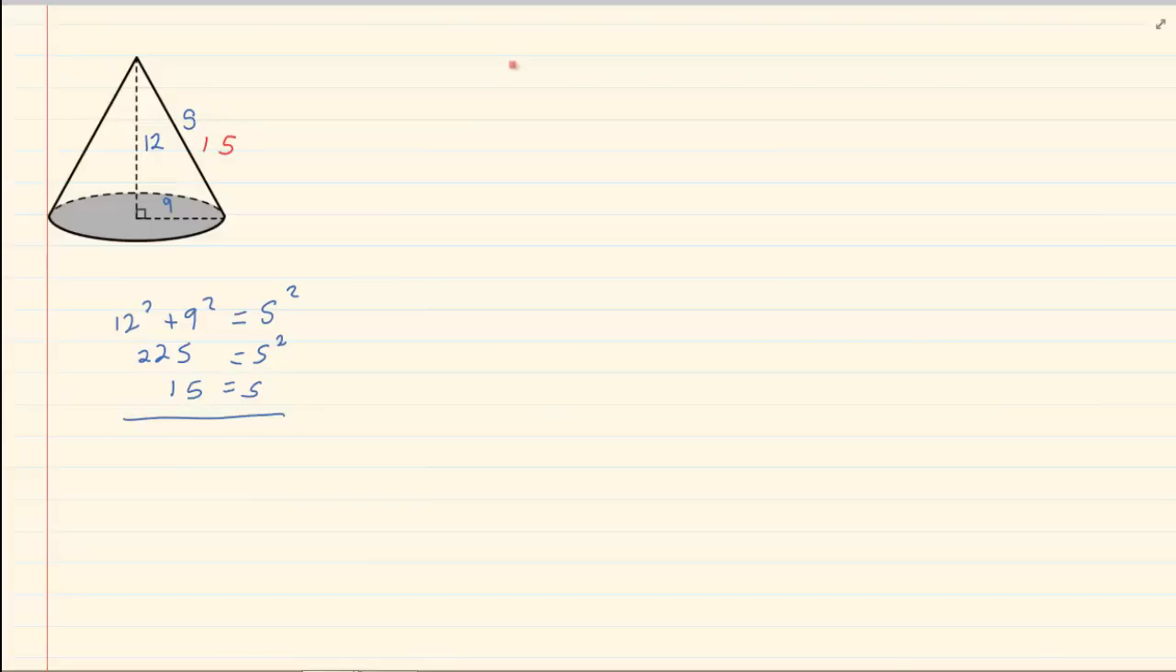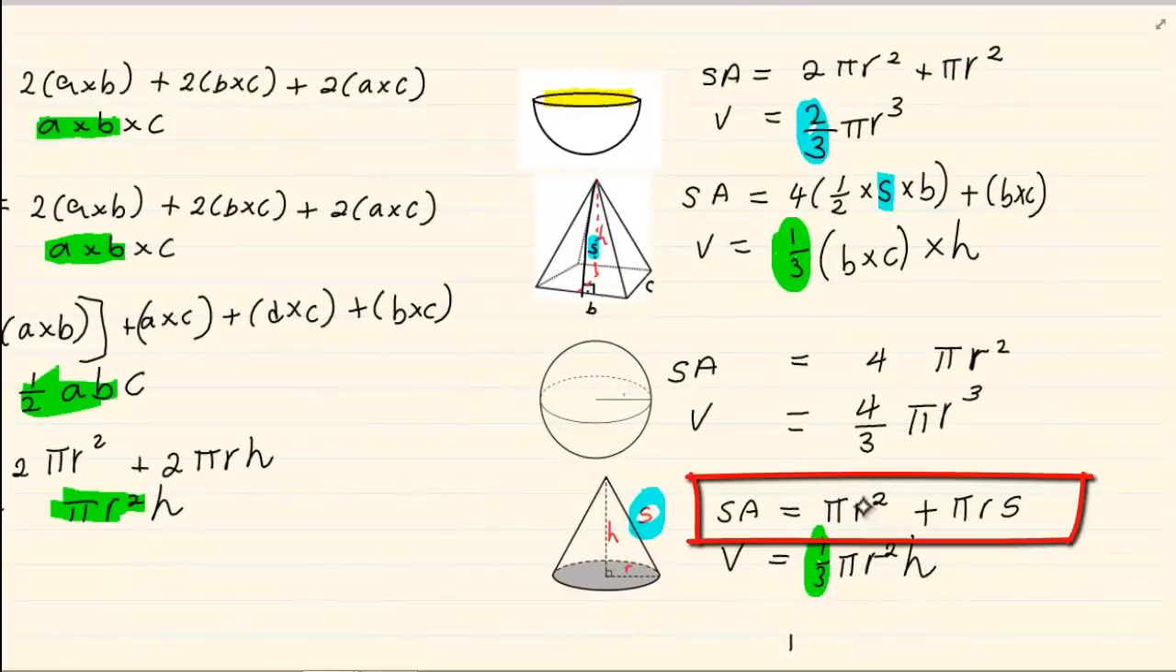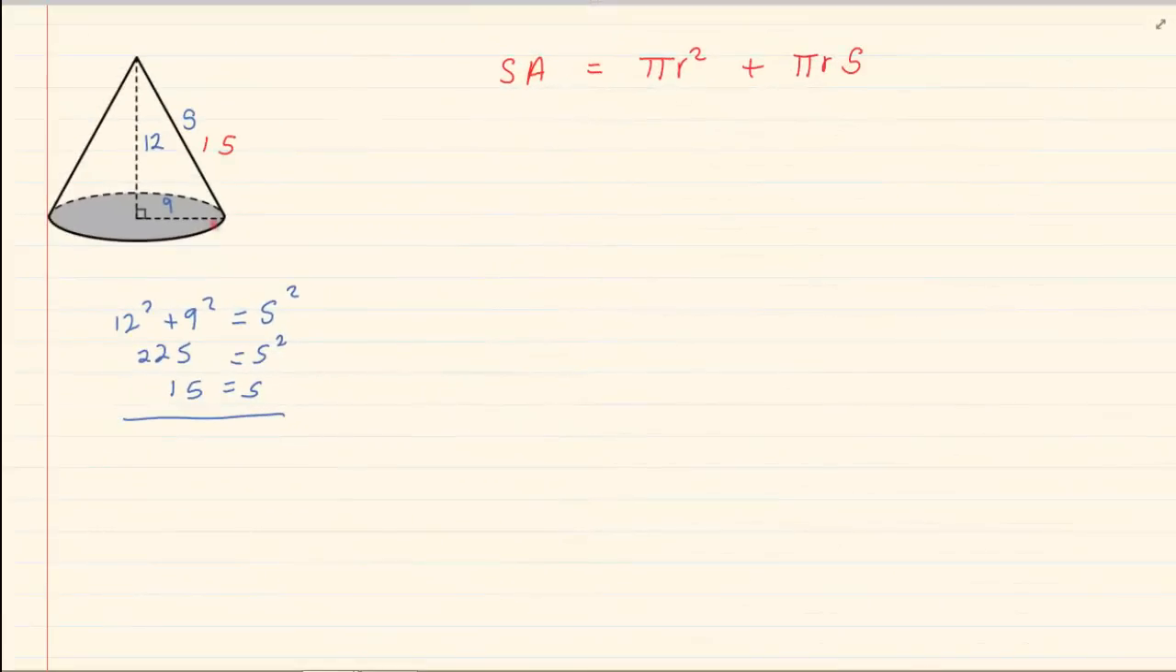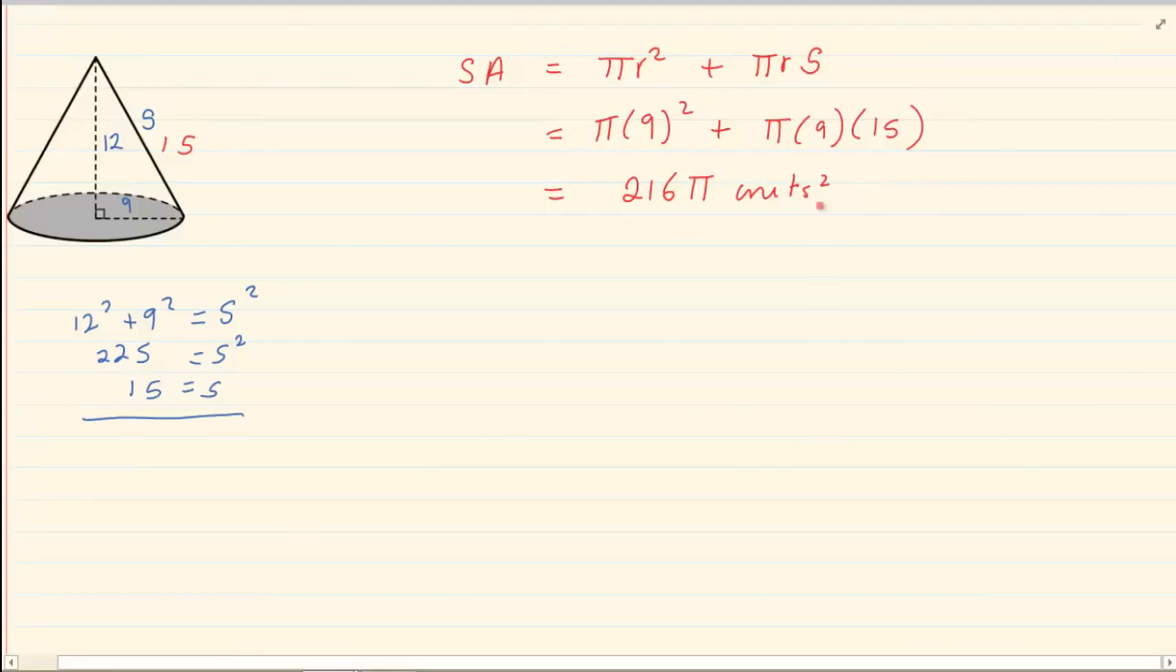What is the surface area of a cone? The surface area of a cone is pi r squared plus pi rs. Now we have that the radius is 9. So we have pi 9 squared plus pi 9, and then your slanted height you had calculated was 15. Then you can use the calculator, which is equal to 216 pi units squared.